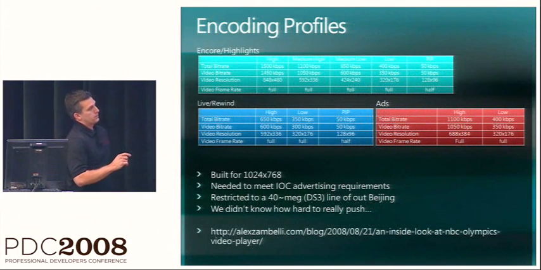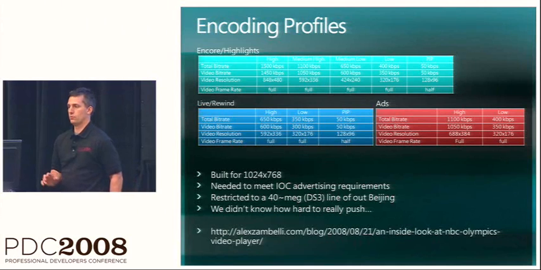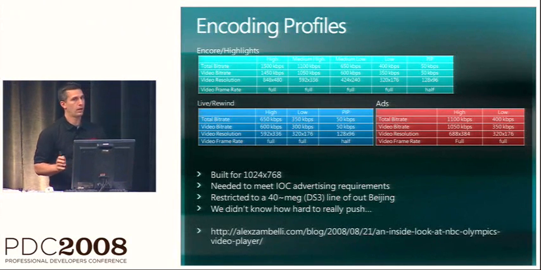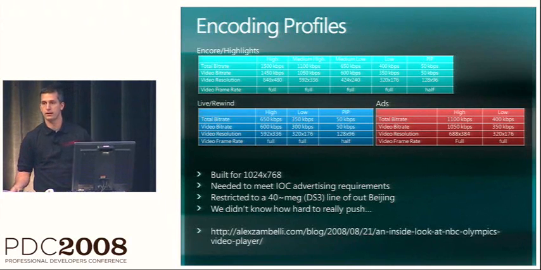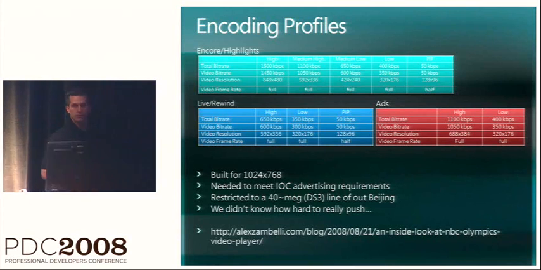That tide chart then also influenced what we did on encoding profiles. Day one, whenever we started the Olympics, we got a bunch of email from people like, hey, why isn't this full screen? Why aren't you delivering higher quality video? We like the video, but why isn't it bigger? Why aren't you delivering higher bit rate?